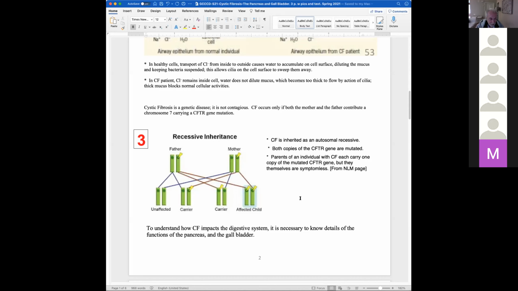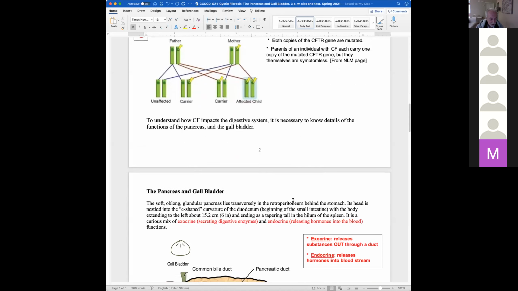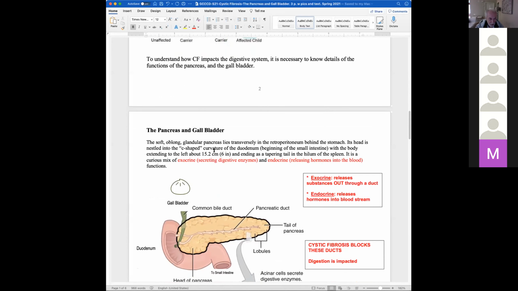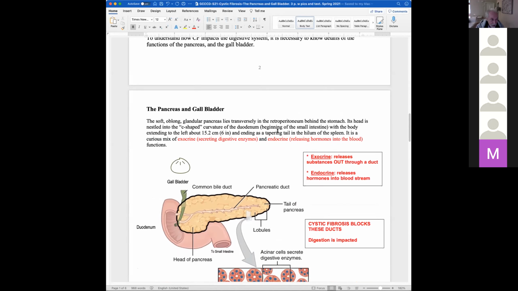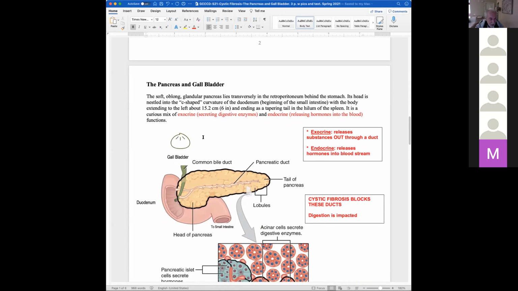Okay, so those are my 3 disparate, sort of unrelated points I wanted to make to start. And now I'd like to focus on the pancreas and the gallbladder. The whole point of this exercise is it's an example, to illustrate how a complex process like digestion can be shut down by this disease. So first, let's talk about the pancreas and the gallbladder.